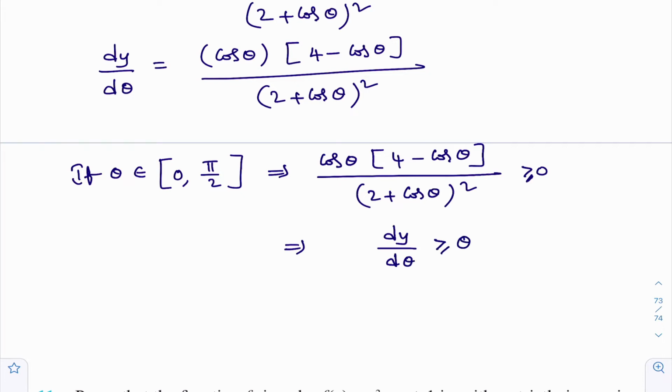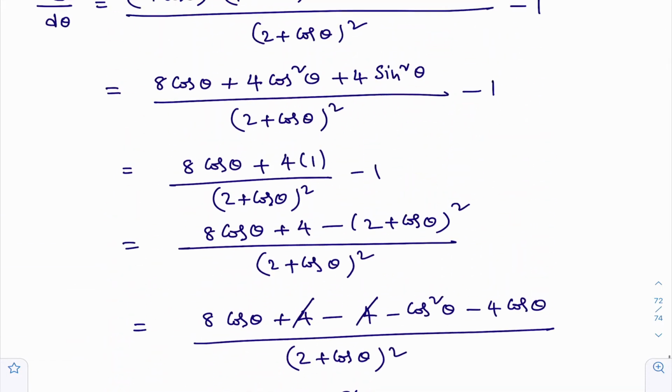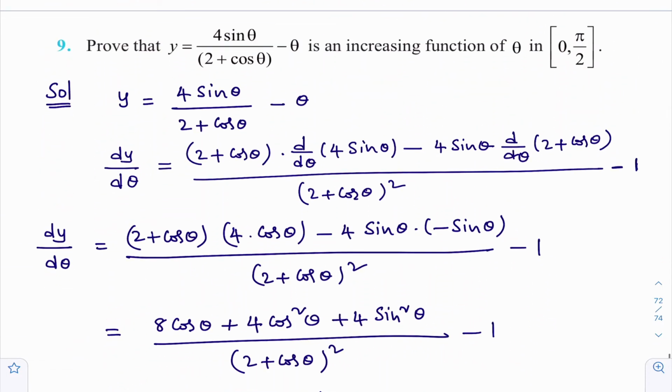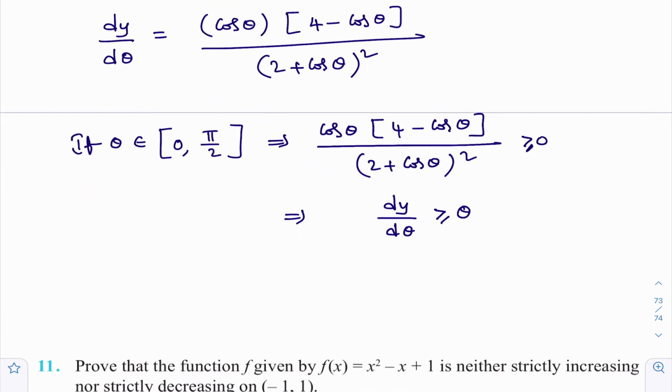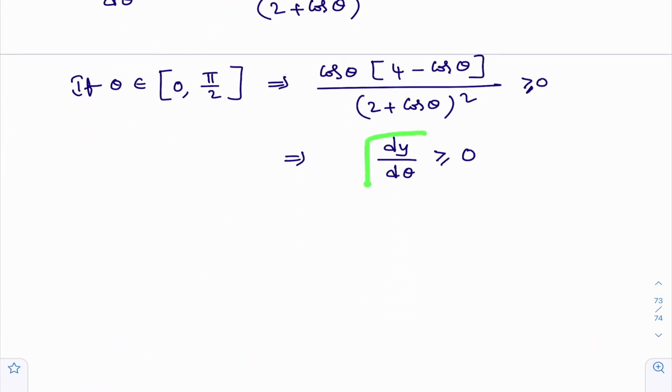In this question, they are not asking strictly increasing function. You look here, what they are asking to prove that it is increasing function. It is increasing function means dy by d theta is greater than or equal to 0. See, if it is strictly greater than 0, we say that the function is strictly increasing function. If it is greater than or equal to 0, we say that the function is increasing function. All these things we learned in last class, introduction of increasing and decreasing functions.